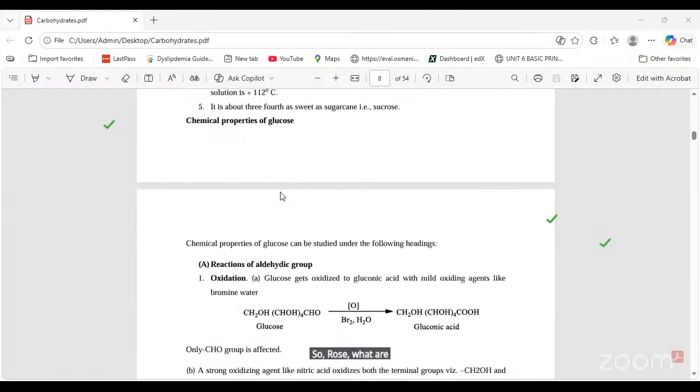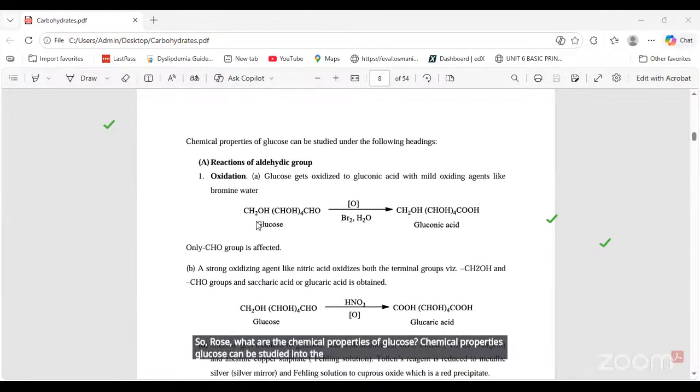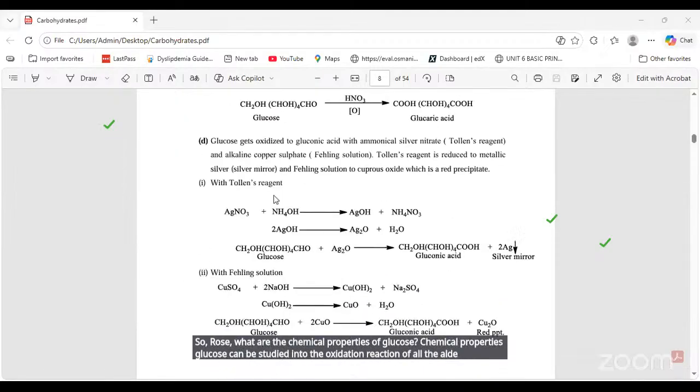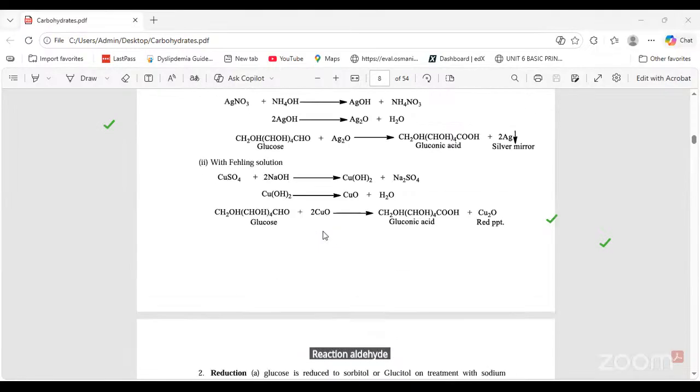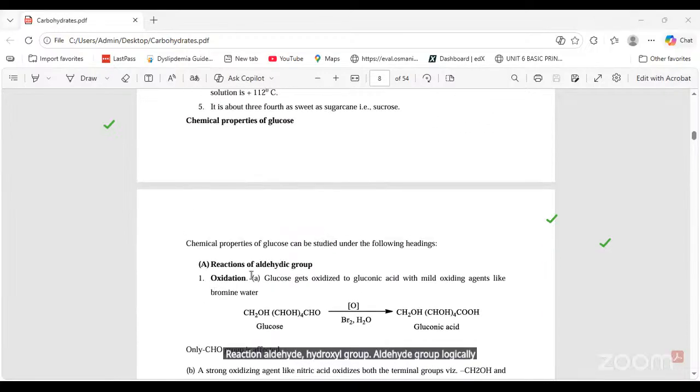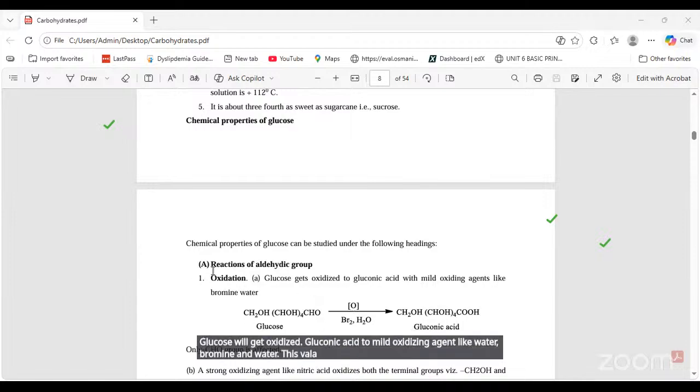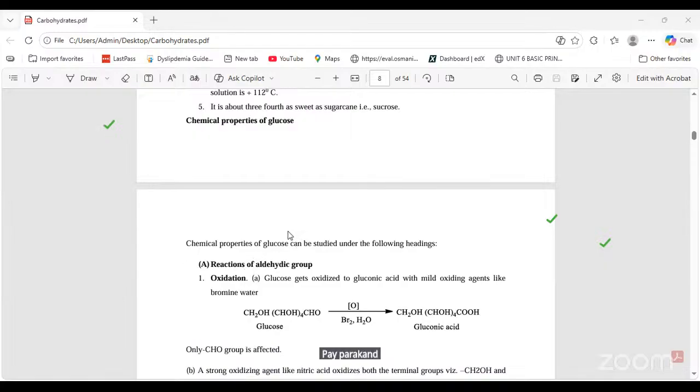What are the chemical properties of glucose? They can be studied as oxidation, reactions of the aldehyde group, and reactions of the ketone group. In the aldehyde group, first is oxidation. Glucose gets oxidized to gluconic acid with a mild oxidizing agent like bromine water. You don't need to write all this, it is just for your understanding. Okay, don't be afraid, it is the theory part.